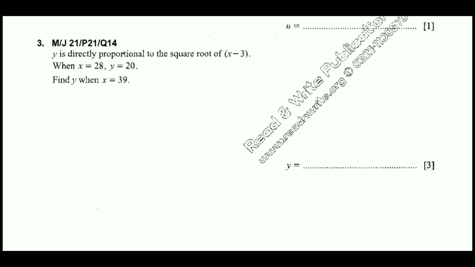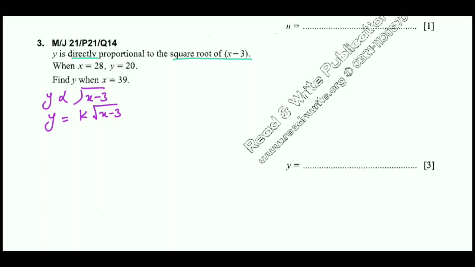Okay, the keywords are directly proportional and the square root of x minus 3. What will we do here? y is directly proportional to, so y is proportional to, direct means we will write it in the numerator, the square root of x minus 3. We will convert it into an equation like y equals k times the square root of x minus 3. So this is our main equation of this question.